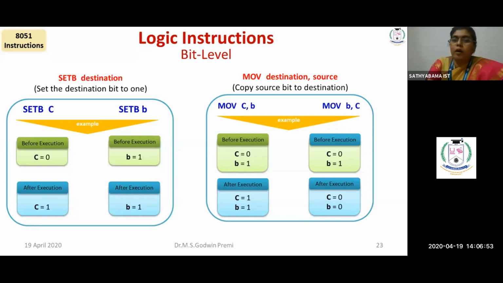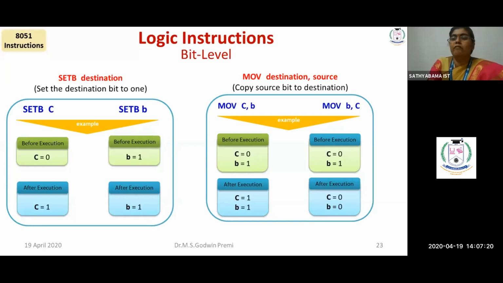So source operand is B. From B, it is copied to the carry flag. Here, the source operand is carry flag. From there, it is copied to B, that is the addressable bit. So, for example, before execution, we have C equal to 0 and B is equal to 1. So, B is copied to C. So, B will not be changed. B will be having 1. Carry flag alone will be changed to 1 for move C comma B instruction.